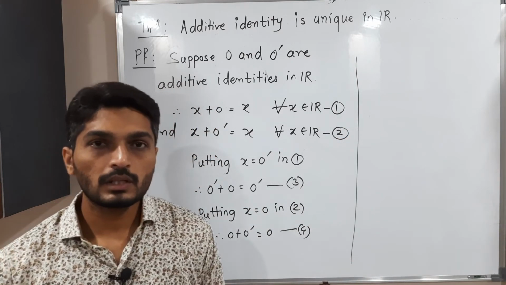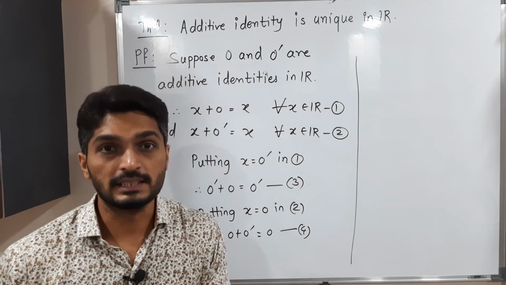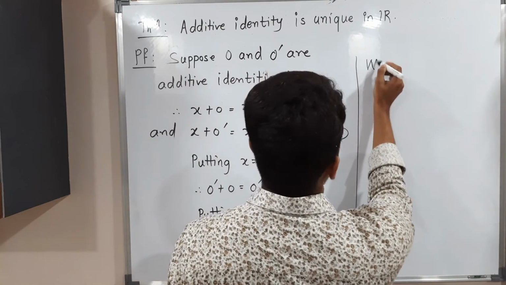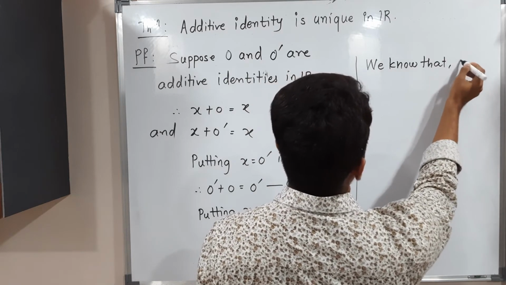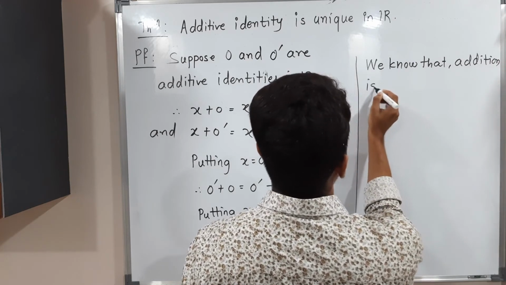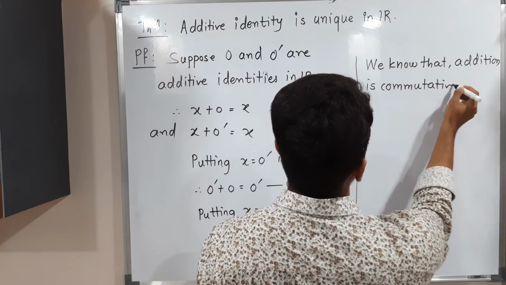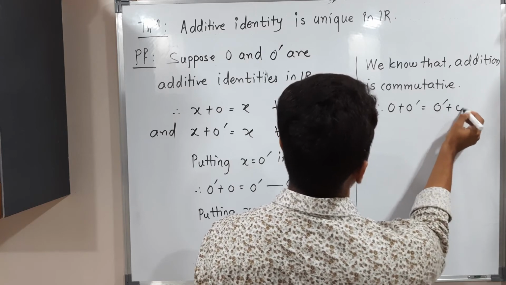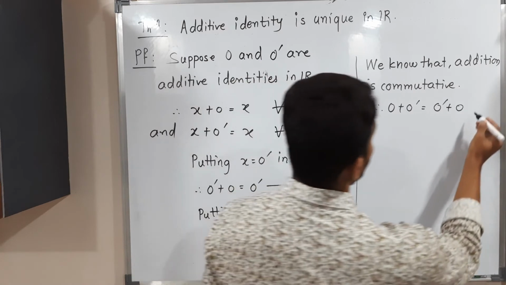Right? So you know addition is commutative. That means a plus b is same as b plus a. So addition is commutative. We know that. Therefore, 0 plus 0 dash is same as 0 dash plus 0, since addition is commutative. A plus b is same as b plus a. This is equation number 5.